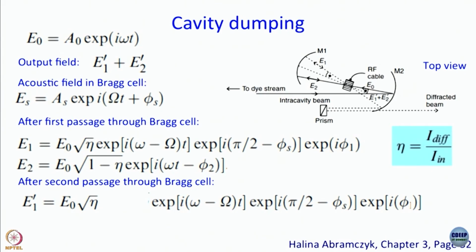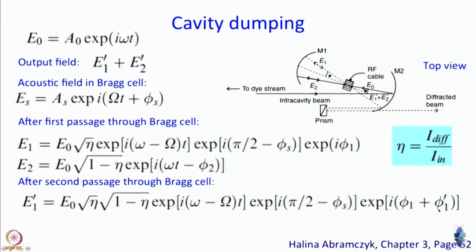So, whatever was the original expression for E1, that will be there, but then something like eta or square root of eta or square root of 1 minus eta has to come. What will come here, square root of eta or square root of 1 minus eta? It is going straight, it is not being diffracted this time. Square root of 1 minus eta will come here. This is what will happen, and you can have some additional phase difference that comes in. That is how you get this expression.